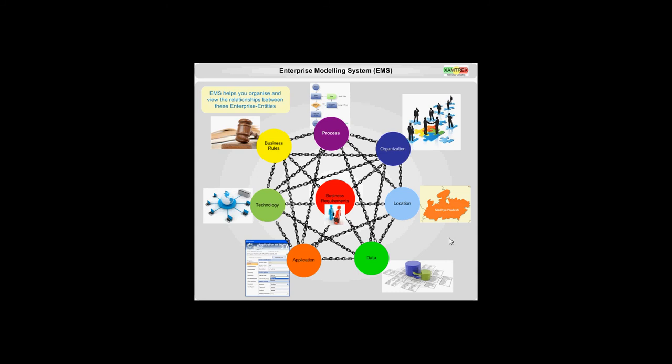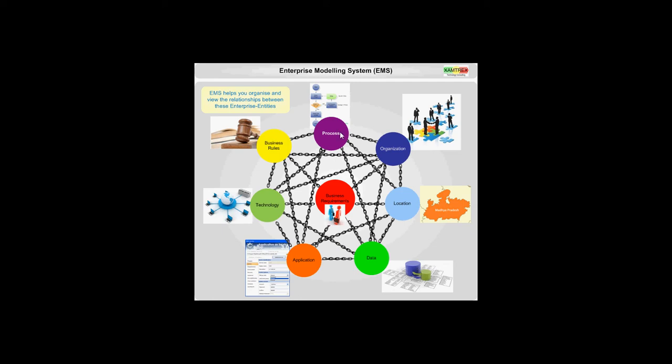Enterprise modeling system from Xamtrex provides you a single picture of your company's different enterprise entities. A single picture where all the enterprise entities are linked to each other, and you get a facility where everyone sees the same picture of the organization.